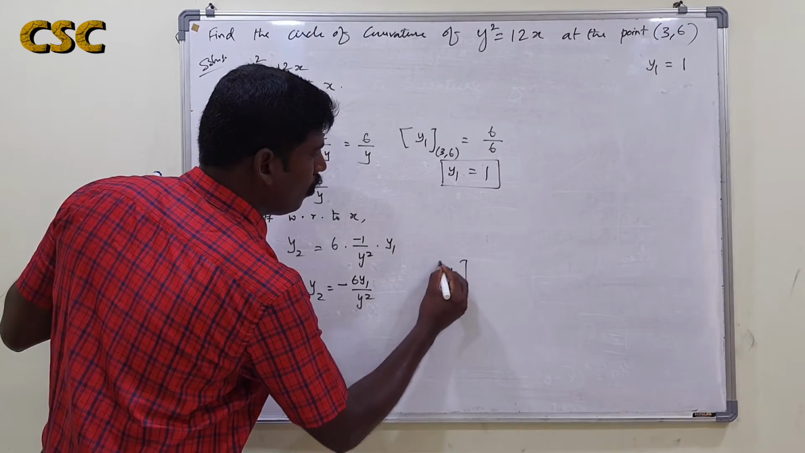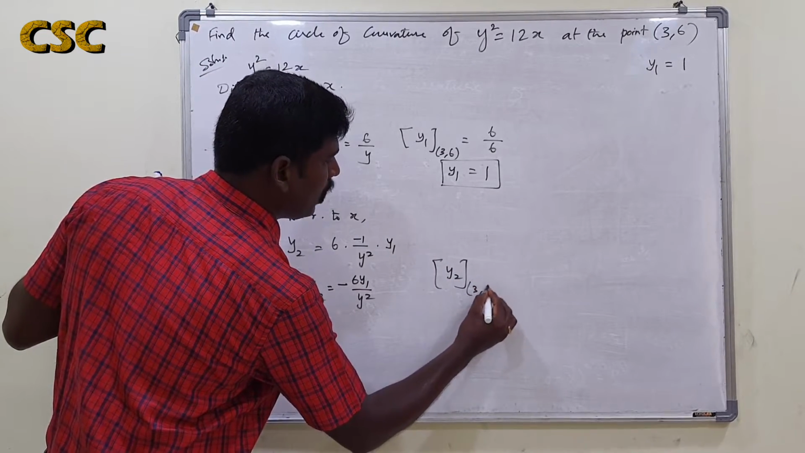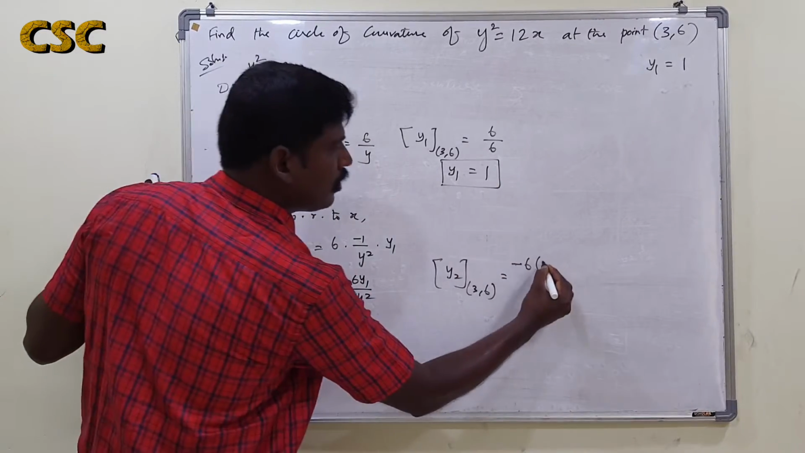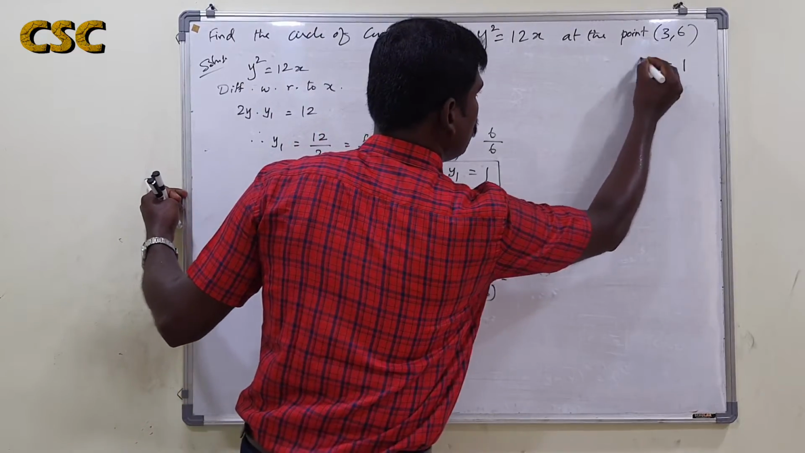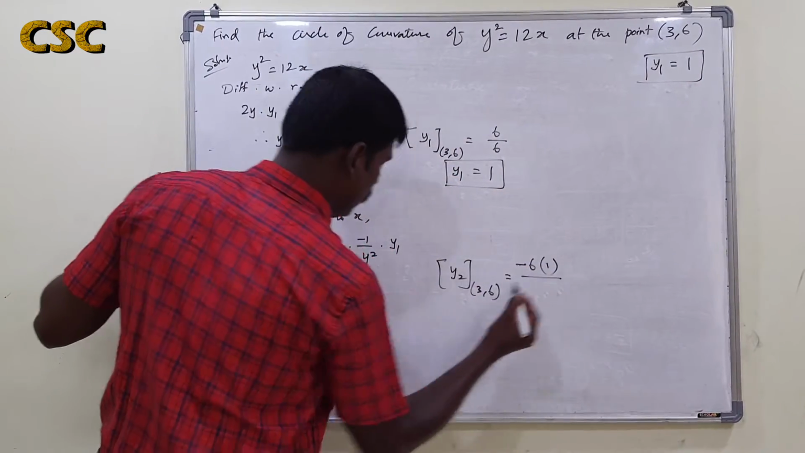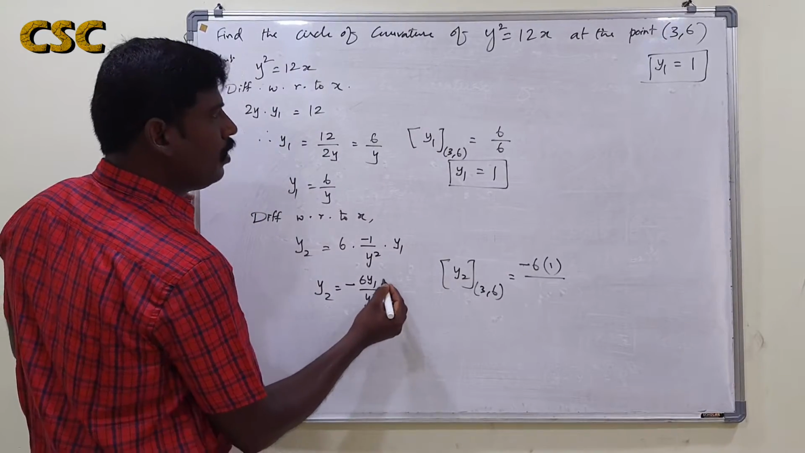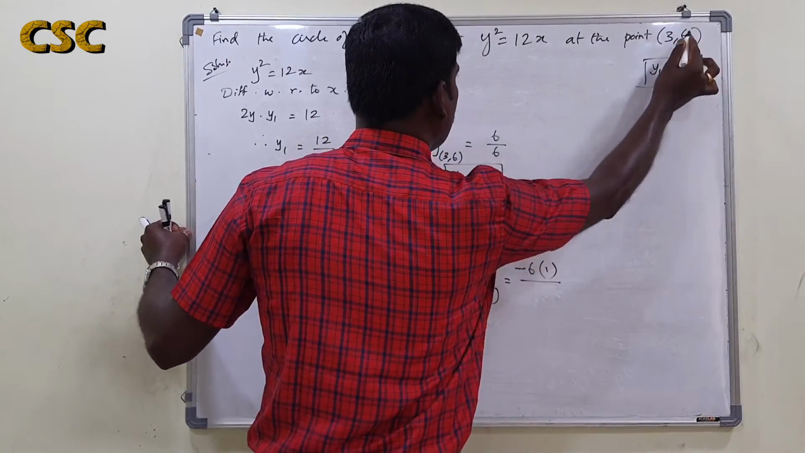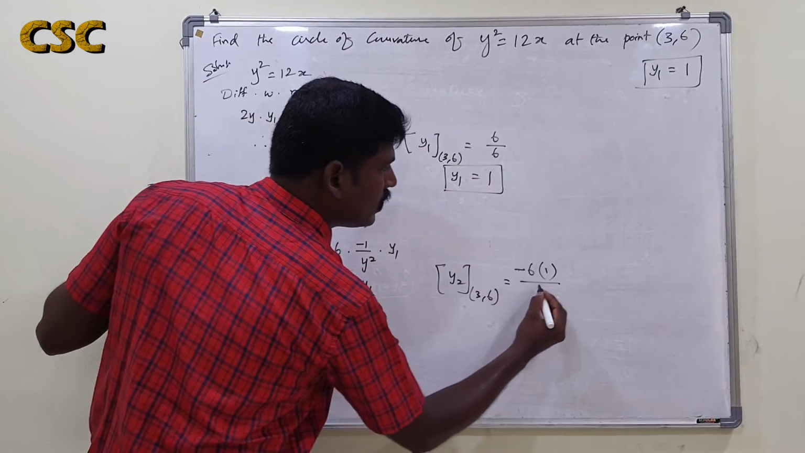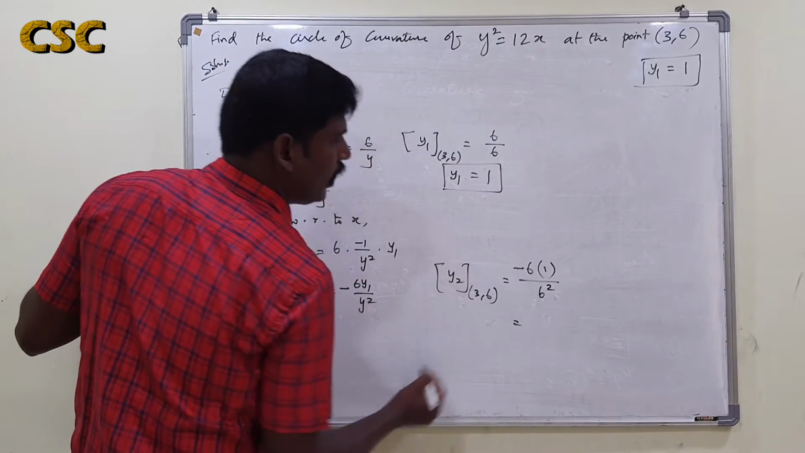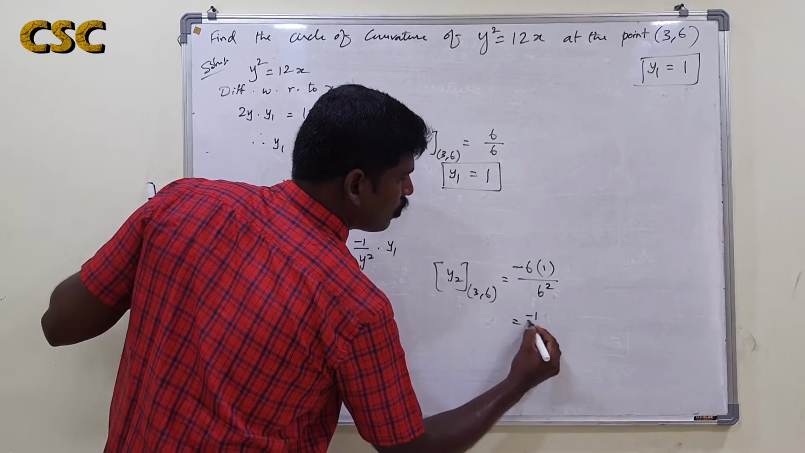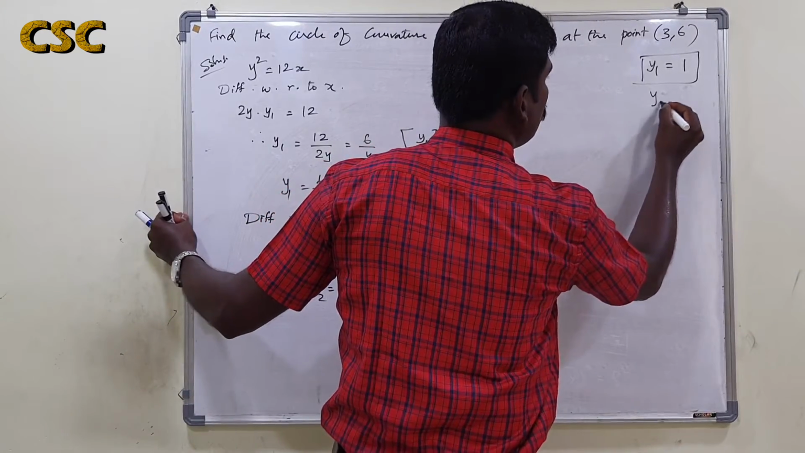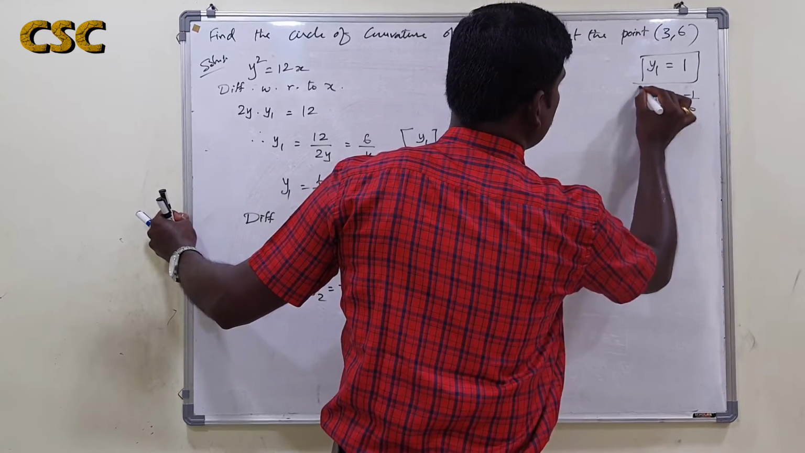So applying the value of y2 at the point 3, 6, it is equal to minus 6 into y1. Already we found that y1 is 1. Right? Substitute here. What is y square? This is the value of x and this is the value of y, so the value of y at the point is 6. So 6 square. That's all. So that is minus 1 by 6. This is the value of y2. So y2 is minus 1 by 6.